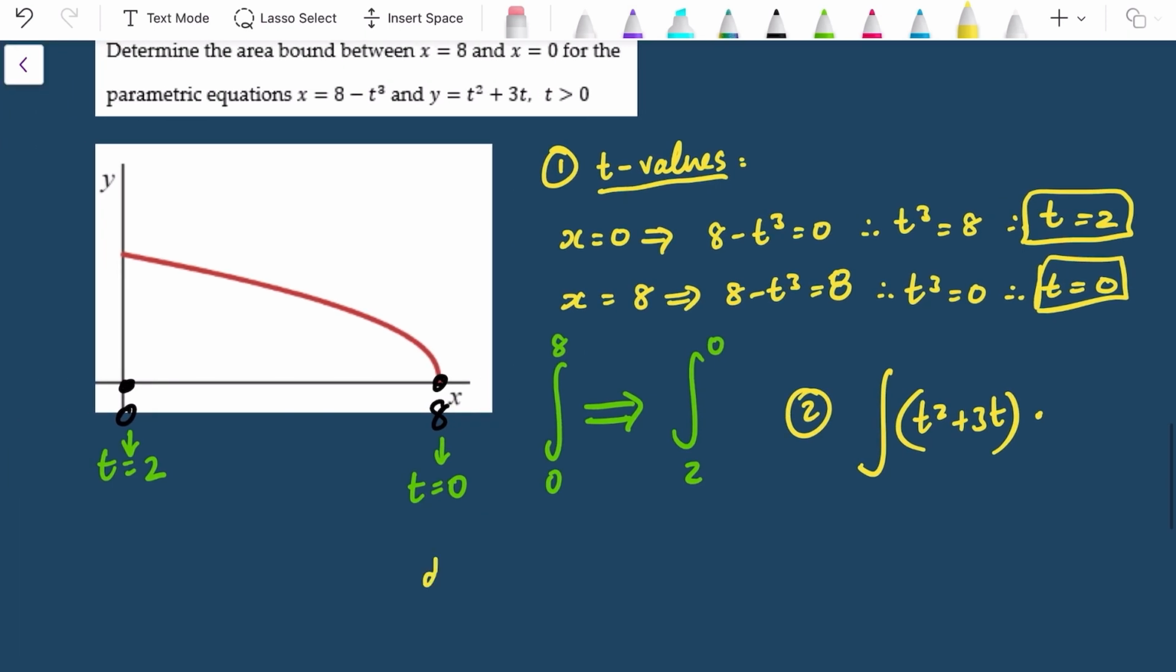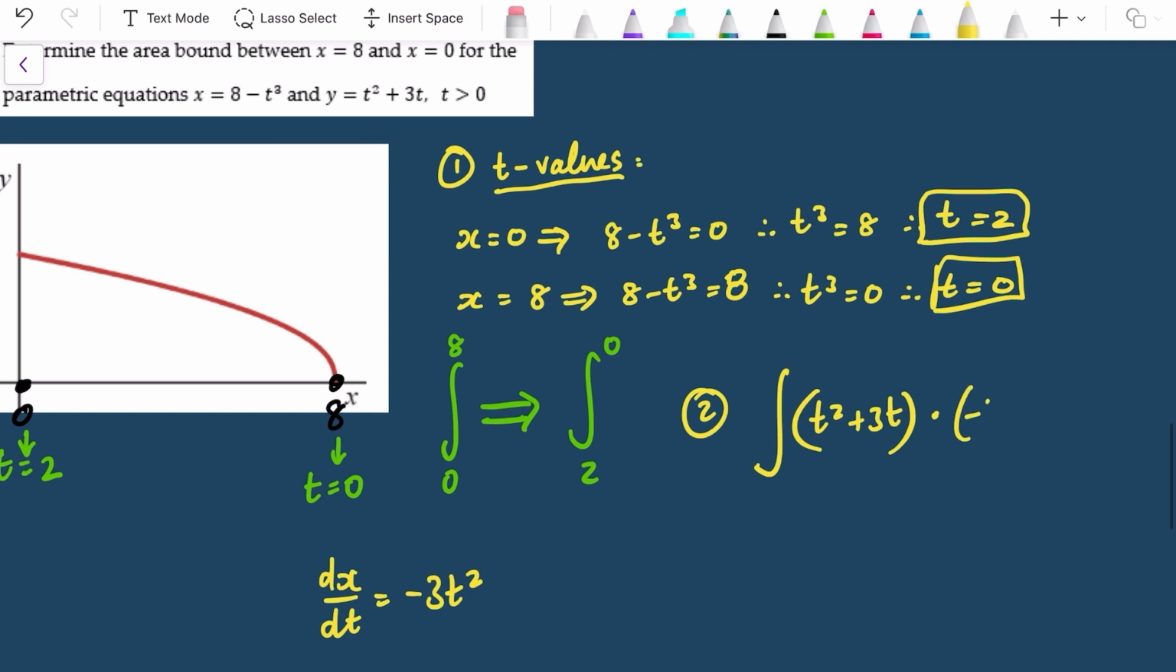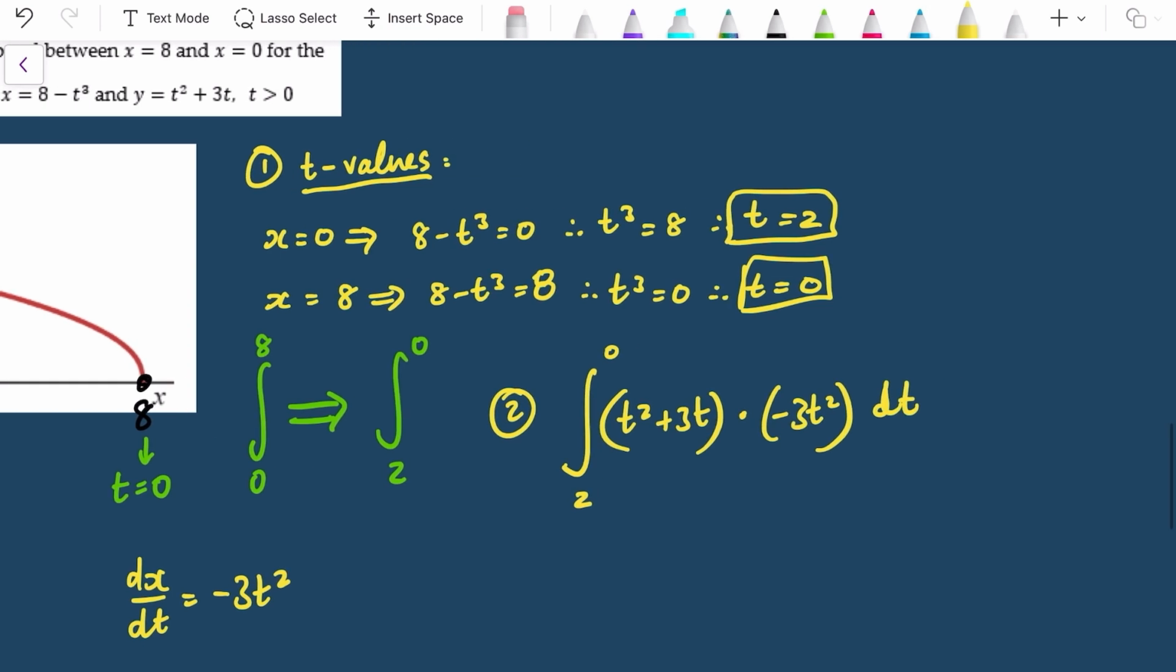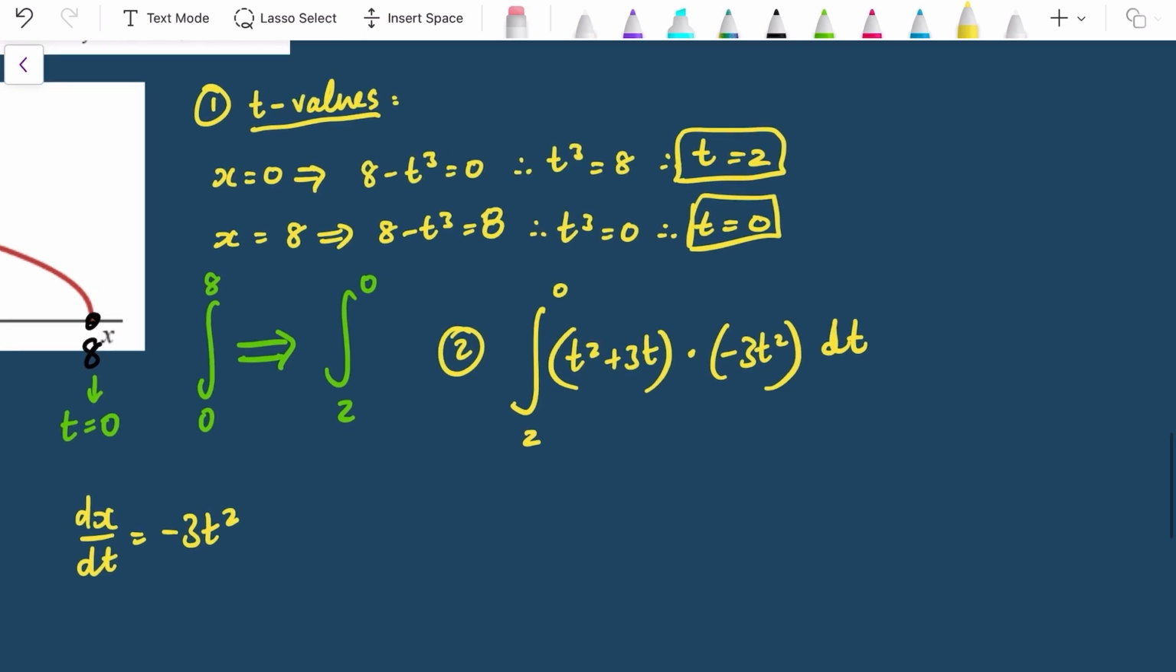So dx/dt is going to be minus 3t squared, times minus 3t squared, between 0 and 2, or 2 and 0, dt. Okay, let's just simplify this. This is going to give me, between 2 and 0, negative 3t to the 4 minus 9t cubed dt.